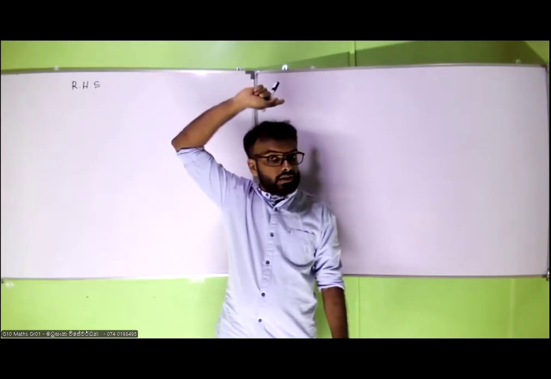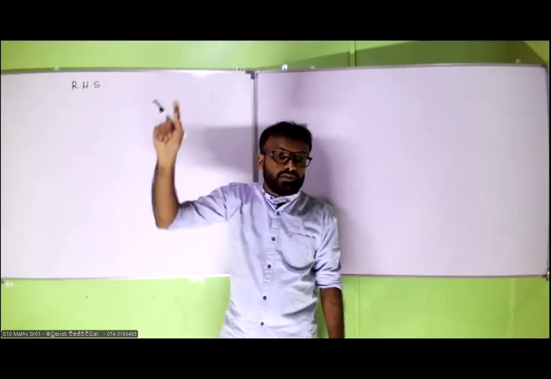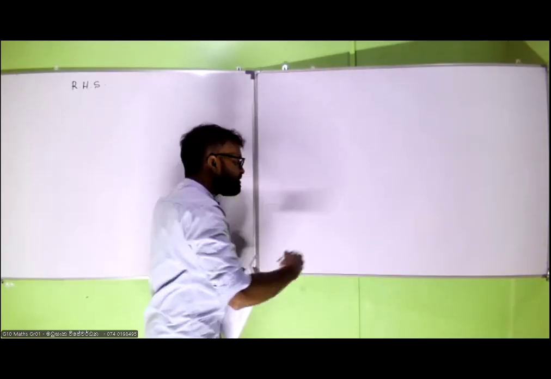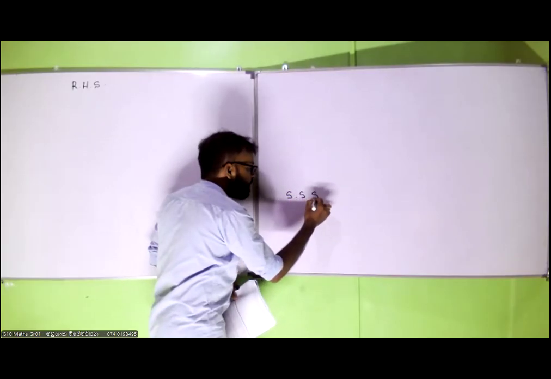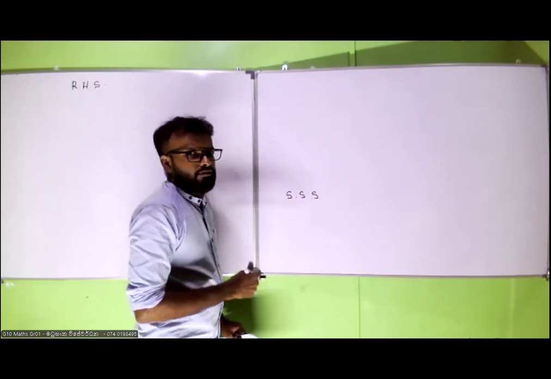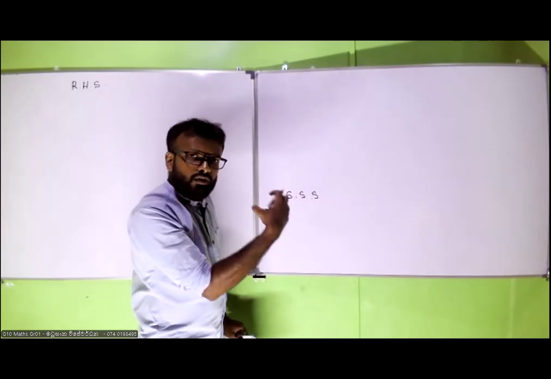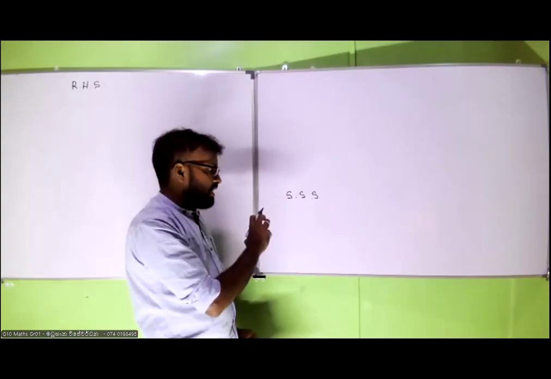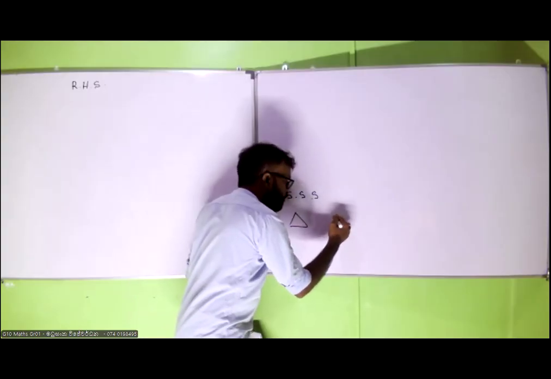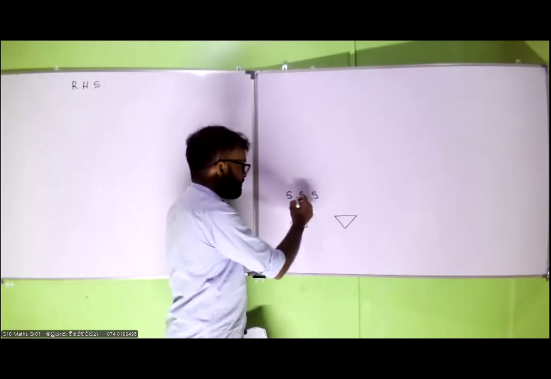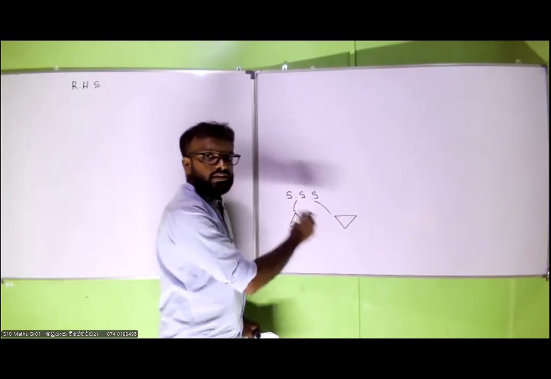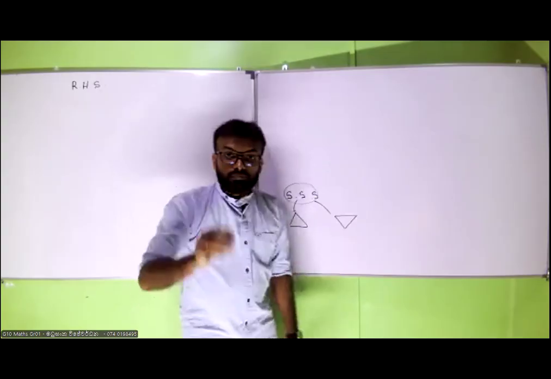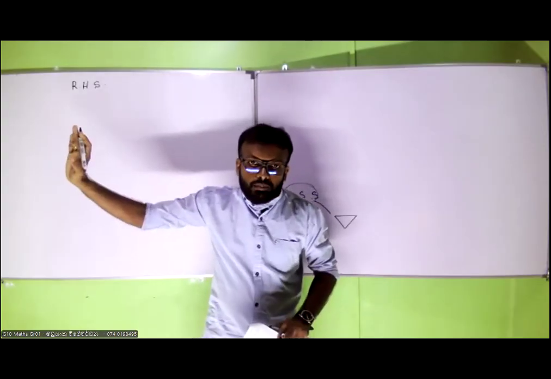If you can remember the thing we discussed last week, last week we discussed case 1. The concise form was SSS, where S stands for side, side, side. We equate three sides of one triangle to the three sides of the other triangle. When three sides equal each other, case number 1 is satisfied. We call it SSS. The same thing is here.